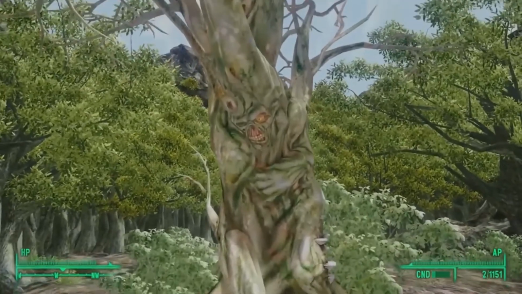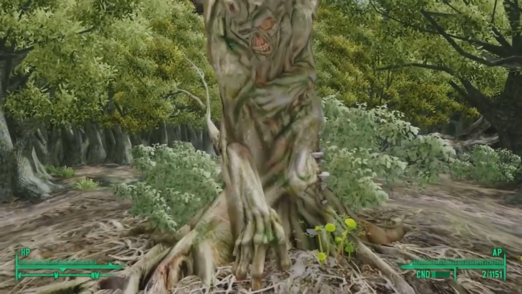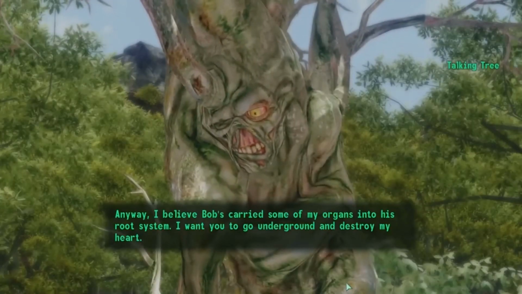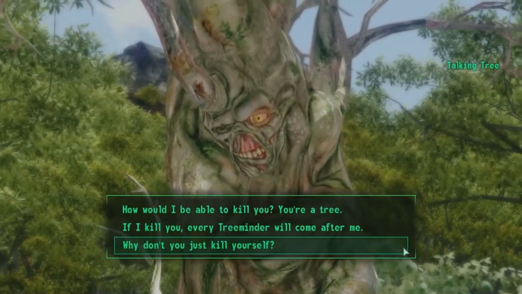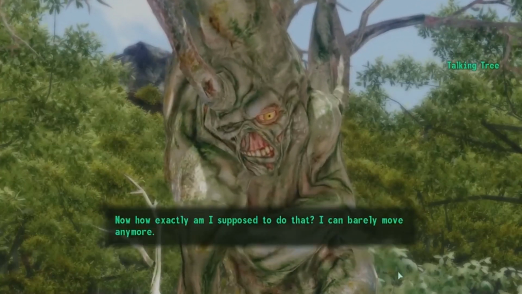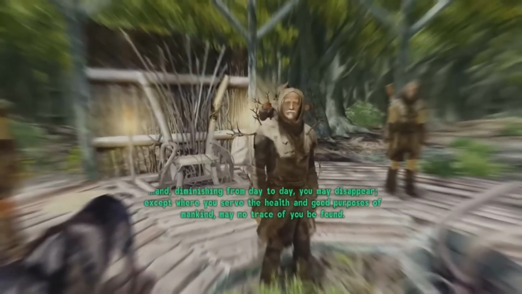So Harold is a tree and a person combined, quite a mutation. And Harold would like us as the player to put him out of his misery. But like he said, he's not alone in the Oasis. He's the god of a group of people who call themselves the Tree Minders.